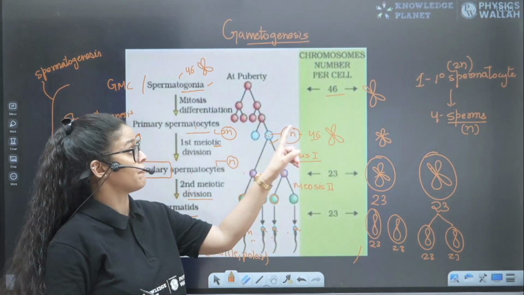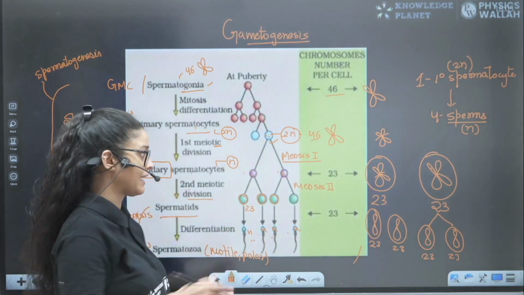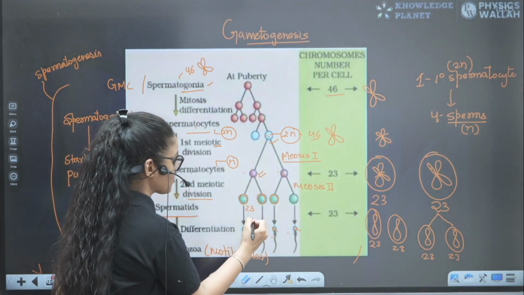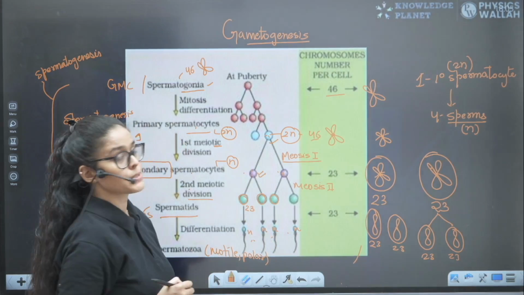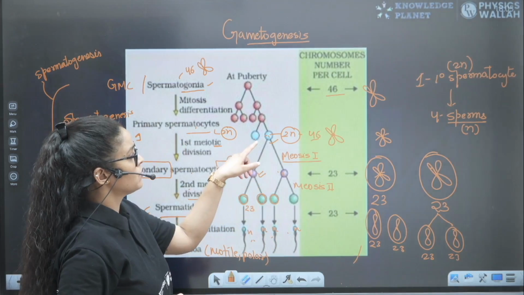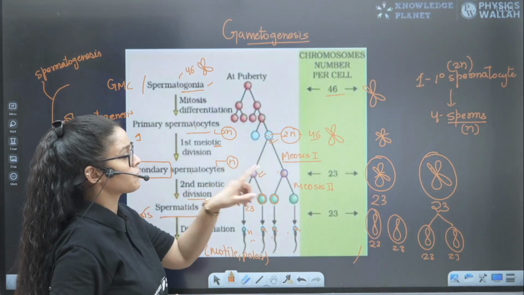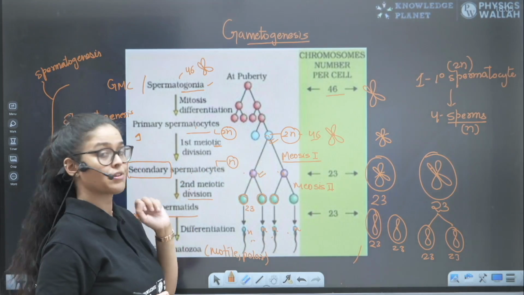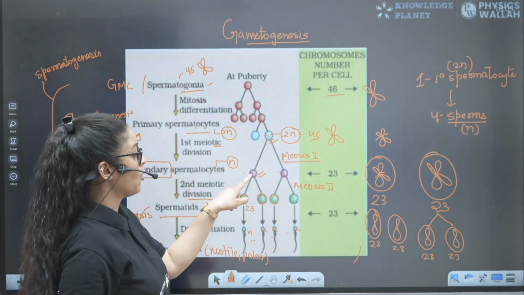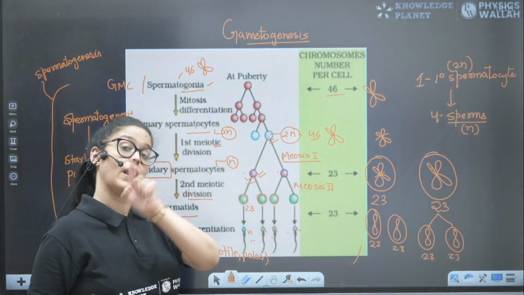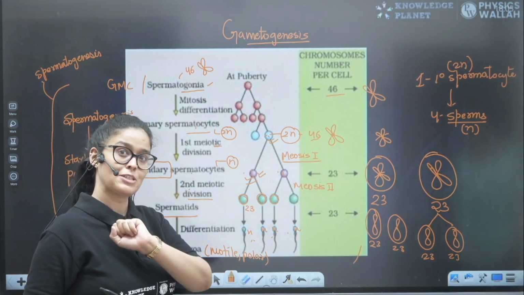So you have to be very careful with whatever I have told you. One secondary spermatocyte will form 2 sperms. If they ask how many sperms will be produced from one primary spermatocyte, you have to remember 4 sperms. How many sperms will be produced from one secondary spermatocyte? It will be 2.